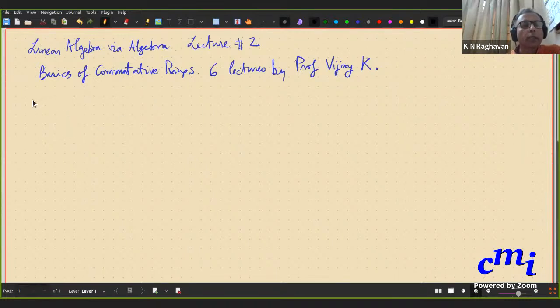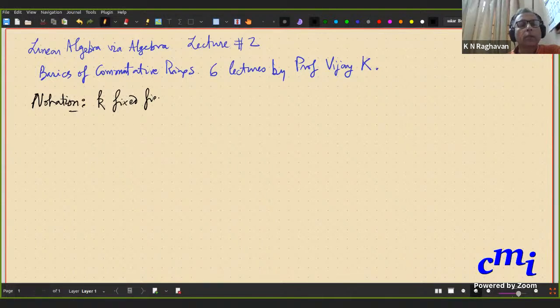So here is the notation. Let's fix K. K is a fixed field. Once again, you can take it to be the field of real numbers or the field of complex numbers, if that makes you more comfortable, but for now it is any arbitrary field.